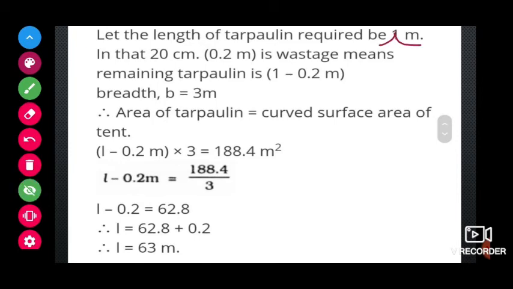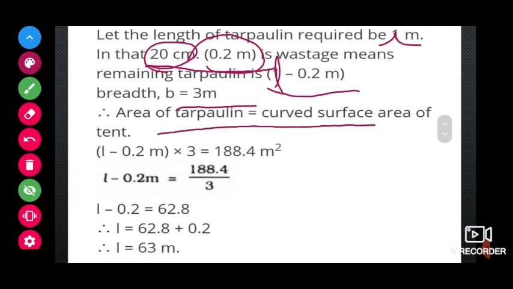Okay, so the wastage and all required is 20 centimeters. If I convert it into meters, 0.2 meters. So what is remaining is, sorry, it's not 1, it's L, L minus 0.2 meters. Now breadth is 3 meters. Now area of the tarpaulin is nothing but curved surface area of the tent. So we can write area of tarpaulin as length into breadth, that is L minus 0.2 meter into 3 is equal to curved surface area, which we just found as 188.4 meter square.